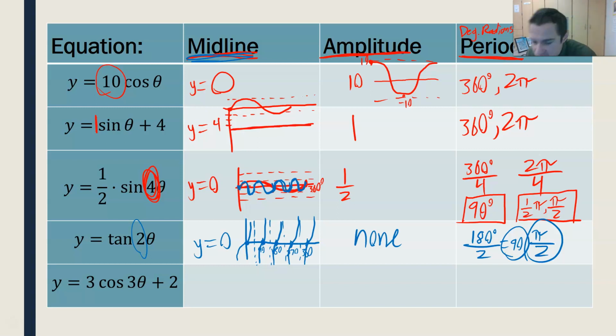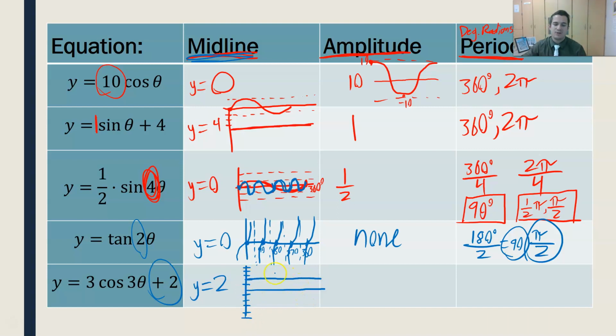Okay, now let's look at the last one, putting it all together. This is y equals 3 times the cosine of 3 theta plus 2. Do I have a midline shift? Yes, I do. This is shifted up 2 spots, so my midline is now at y equals 2. So my graph here, if this is the x-axis, I'm shifting up 2 spaces, so this is my new midline.